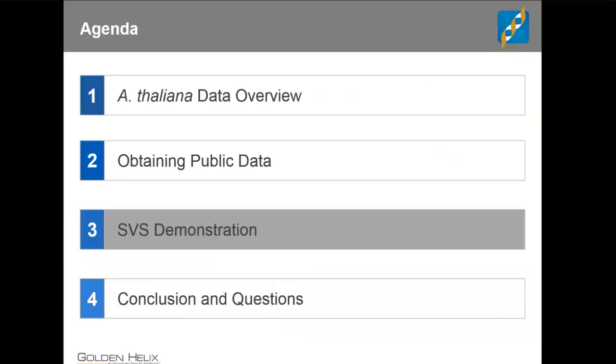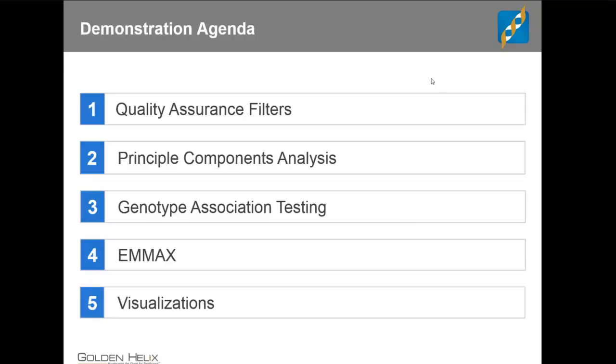Now we'll move on to the SVS demonstration. The agenda for that: I'll go through some quality assurance filters with the data, then we'll perform a principal components analysis, a genotype association test, an EMMAX analysis, and then we'll end with visualizations.